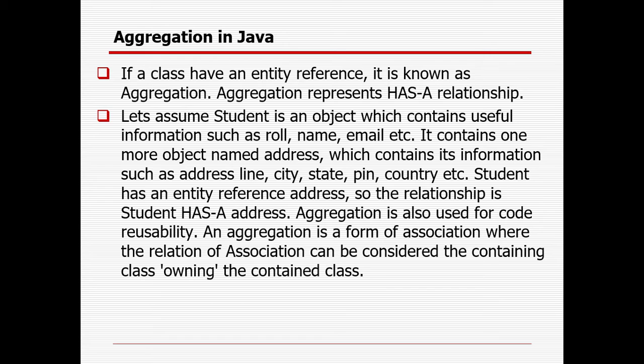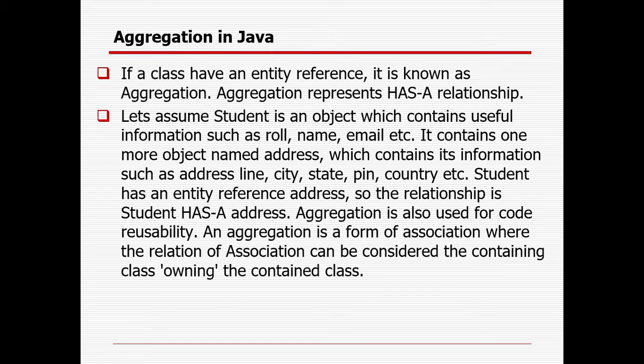Suppose I am giving a simple example. Student can have roll number, name, class name, email address. It also can have some address. So address will not be a single entity. Whenever we are talking about the address, it also contains address line 1, 2, 3, state, city, pin, country, etc.